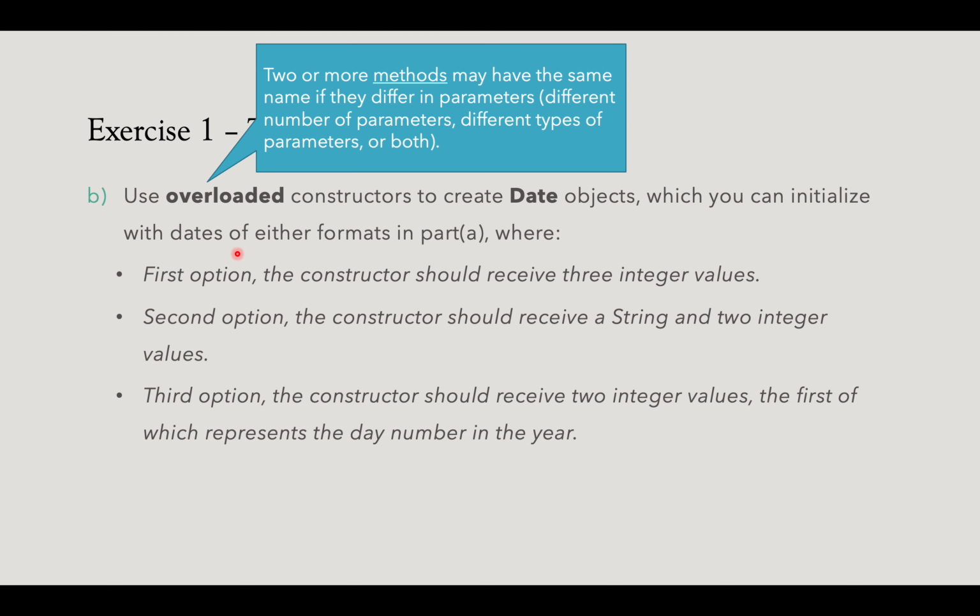For the first option, the constructor should receive 3 integer values. The second option, the constructor should receive a string and 2 integer values. The third option, the constructor should receive 2 integer values, where the first represents the day number in the year. So this is our exercise 1, where we are going to introduce overloading.